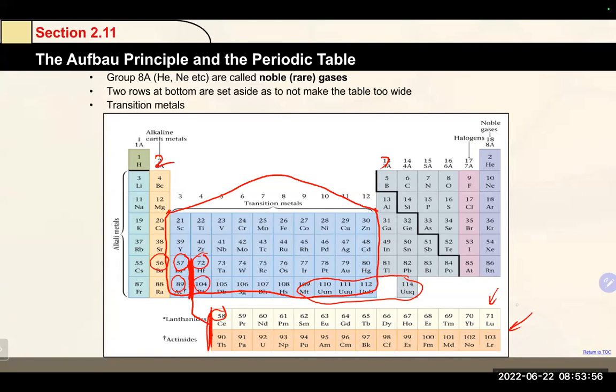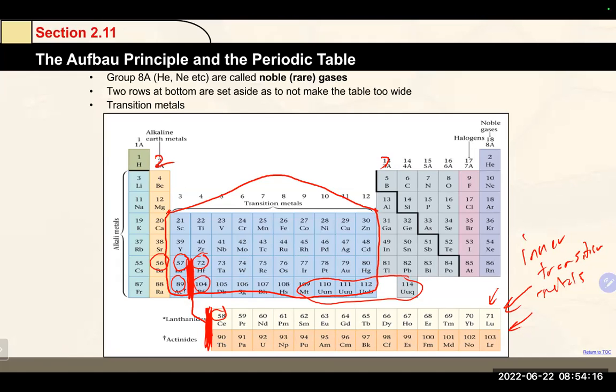Now, this is also why these bottom two rows here, that technically do go in here, are sometimes referred to as inner transition metals, because frankly, they should be right there in that transition metal region.